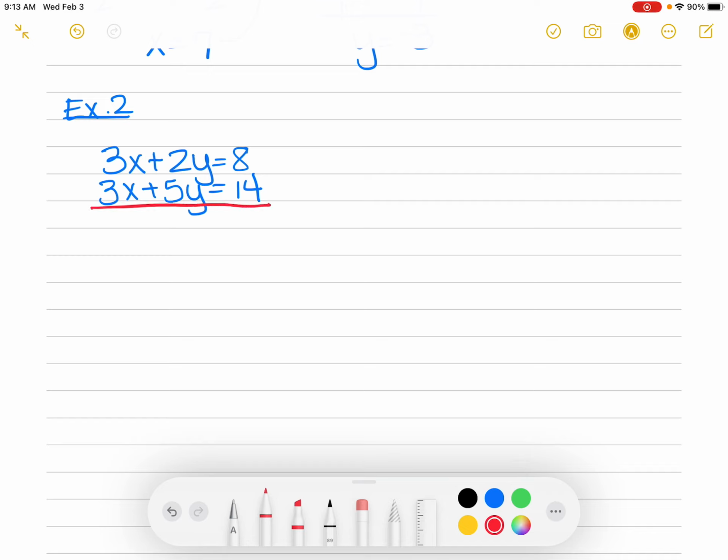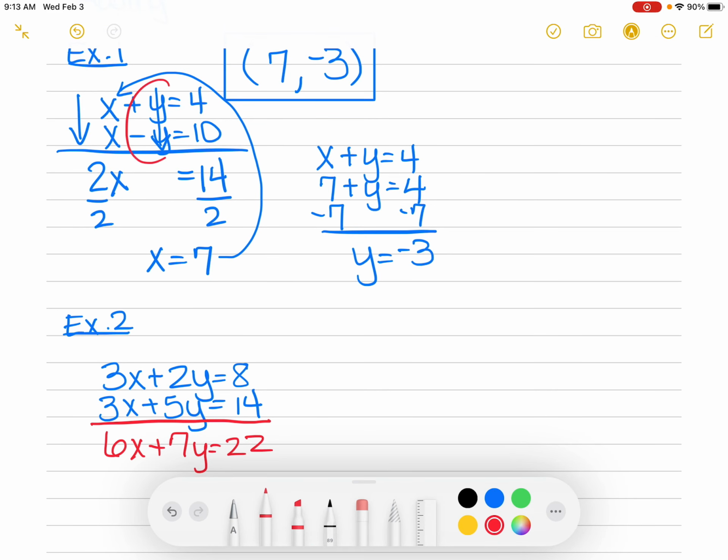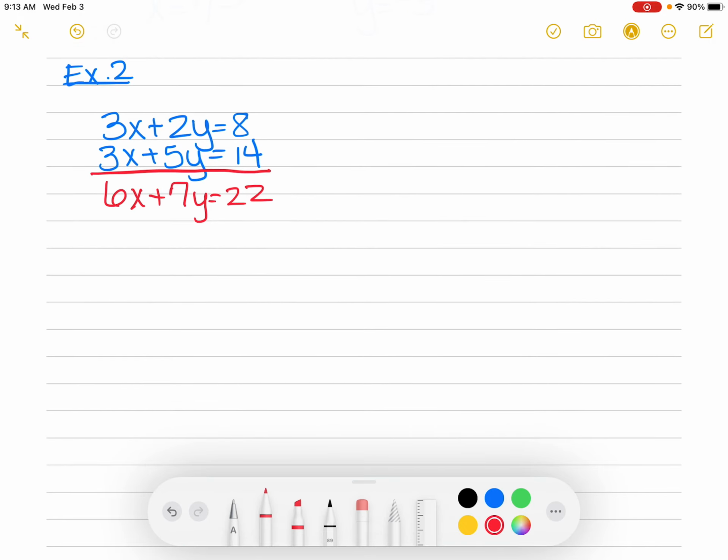If I were to add these, I would get 6x plus 7y equals 22, right? Well, my x and my y did not disappear there. When I did it up here, remember, my y disappeared, it turned into 0. And that's what I want to happen. Well, that didn't happen here, so we have to do something different. So let me erase this.